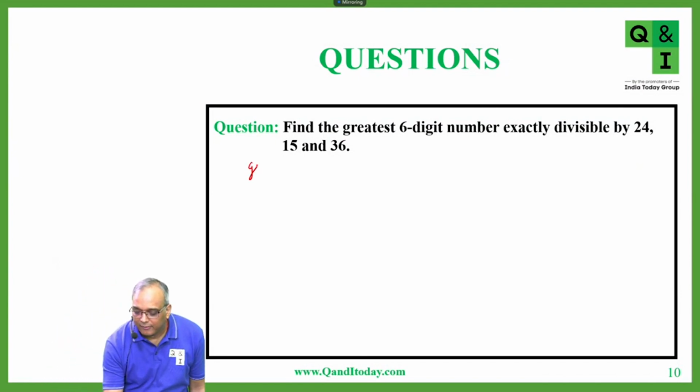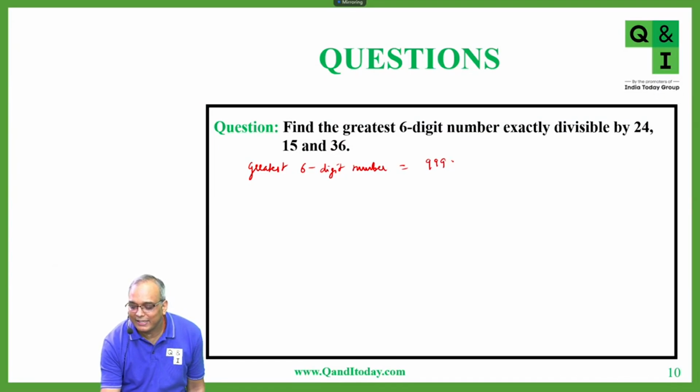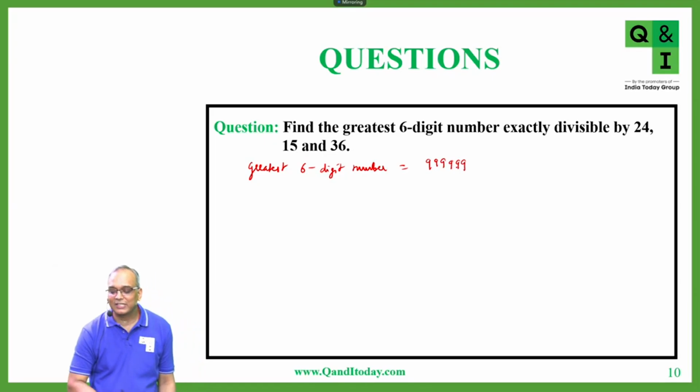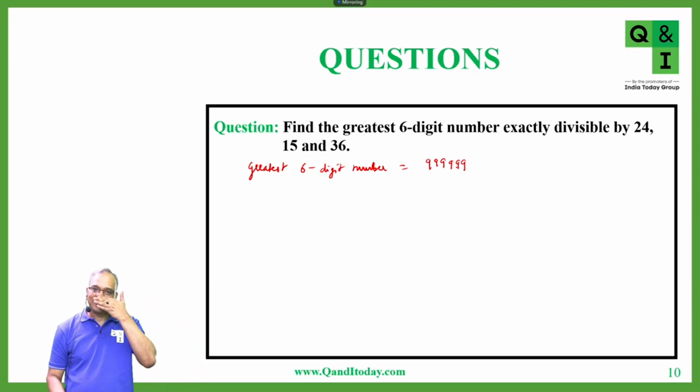So the greatest 6-digit number is 999999, six times 9. This is the greatest 6-digit number. Now, if you add 1 to it, it will become the smallest 7-digit number, right? So this is your greatest 6-digit number. You cannot have a 6-digit number greater than this.